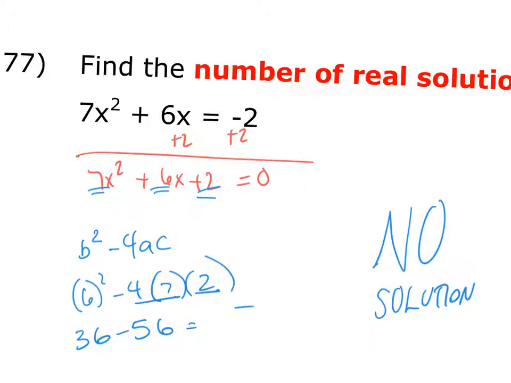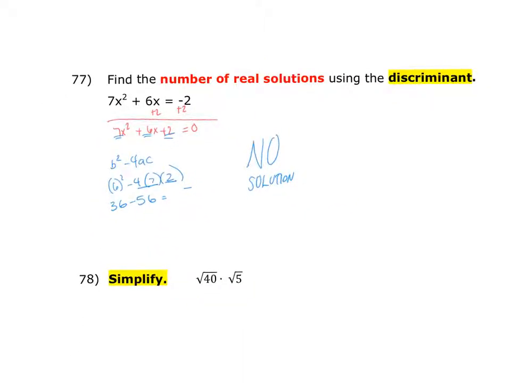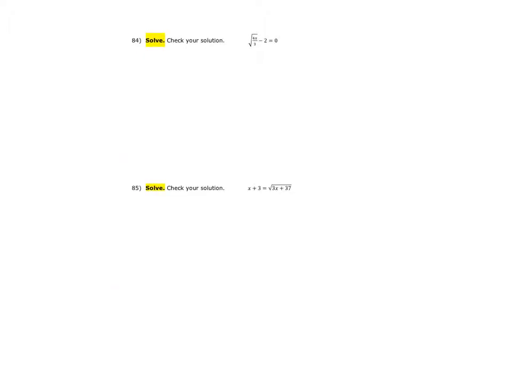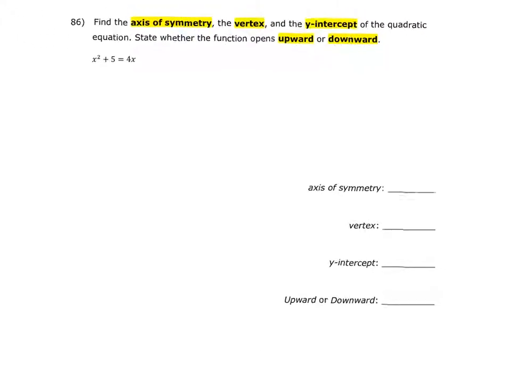Wait, it's a negative number. These guys here, you are not going to be tested on. So we are actually not going to go over 78 or 79 or 80, or 81, 82, 83, 84, or 85. So the last question we have, now this is the last question we're going to go over.